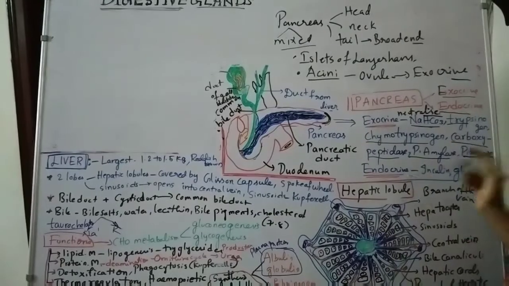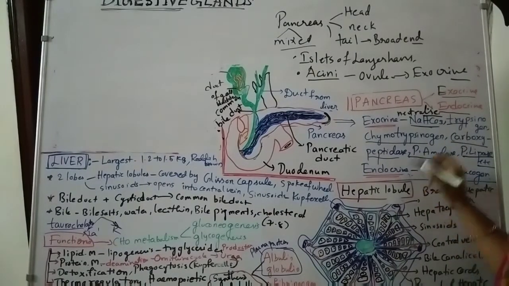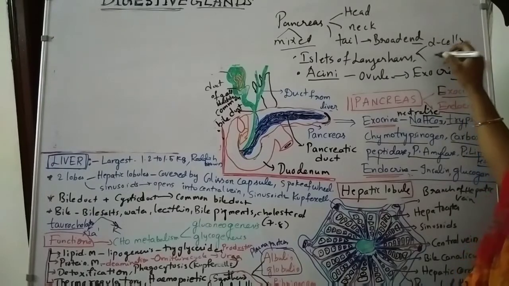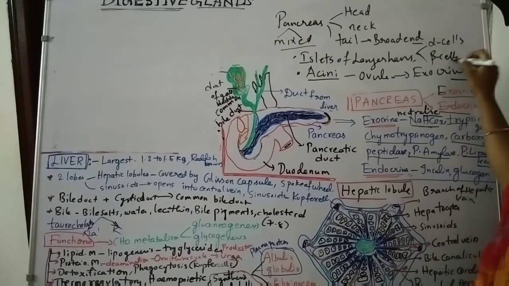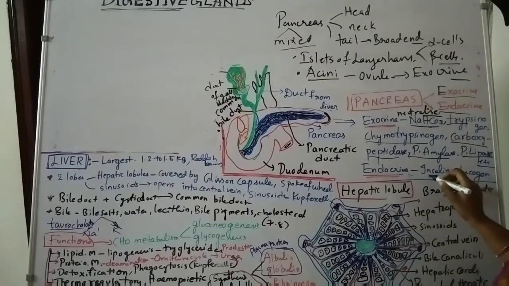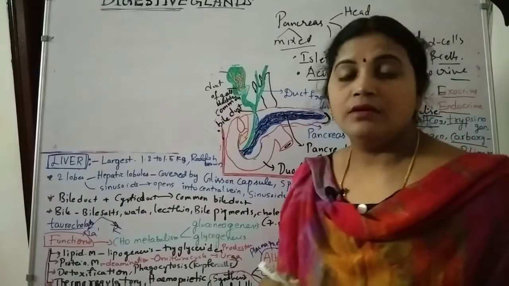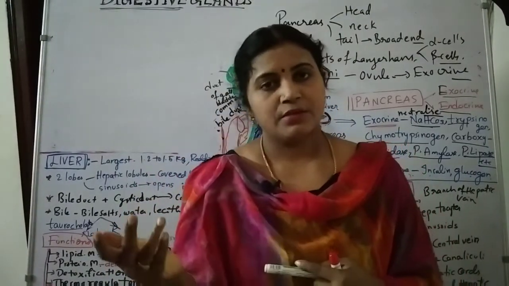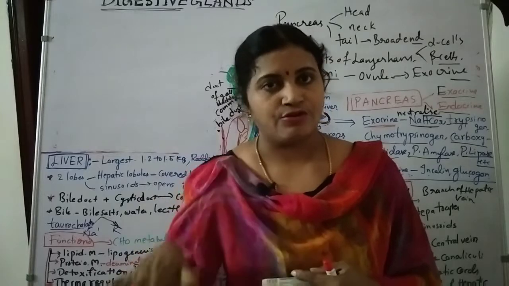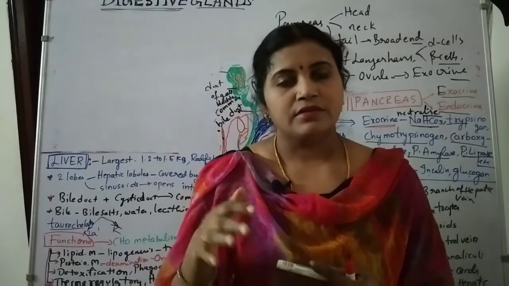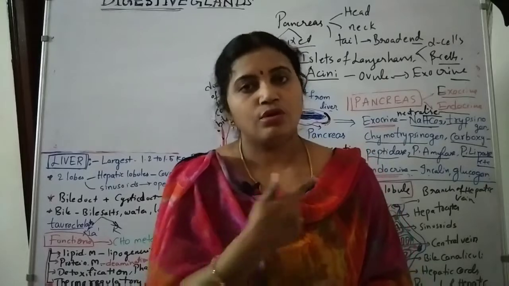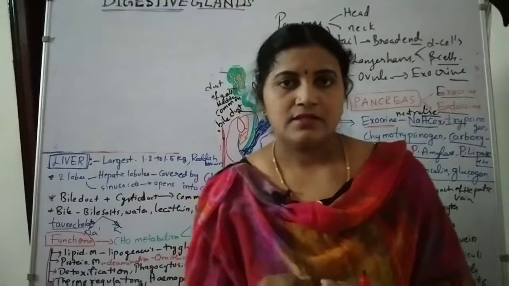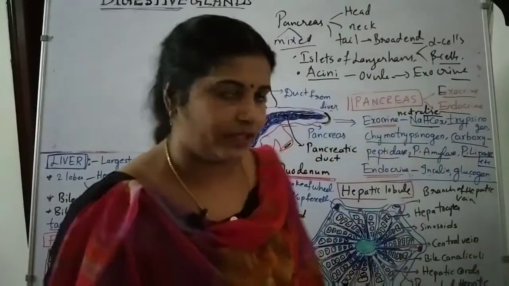Then the endocrine function. In the islets of Langerhans there are two types of cells, alpha cells and beta cells. These secrete insulin and glucagon, which control the sugar levels in the body. If the sugar levels increase, insulin is released and controls the sugar levels. At the same time, if the glucose levels decrease, glucagon is released and increases the sugar levels in the blood. Like this, the pancreas plays a very important role in our body.